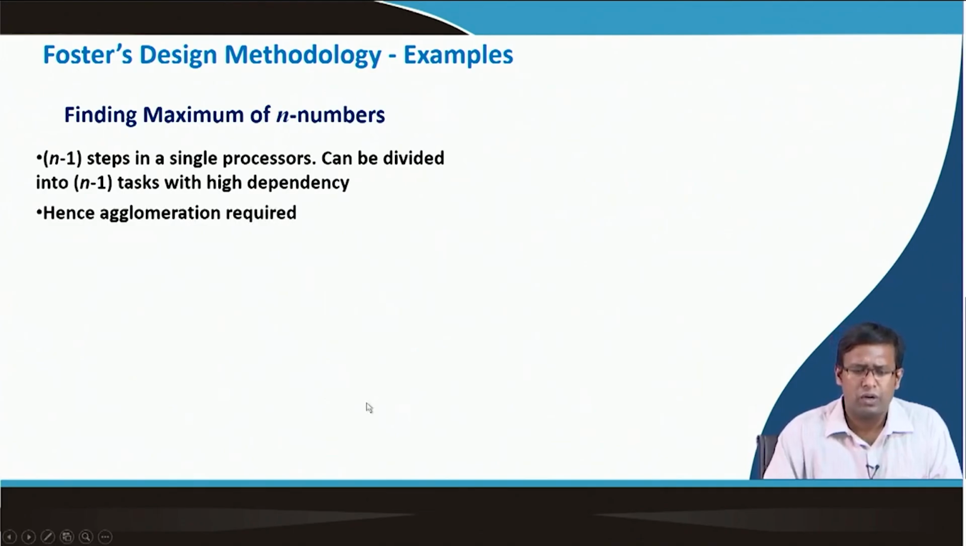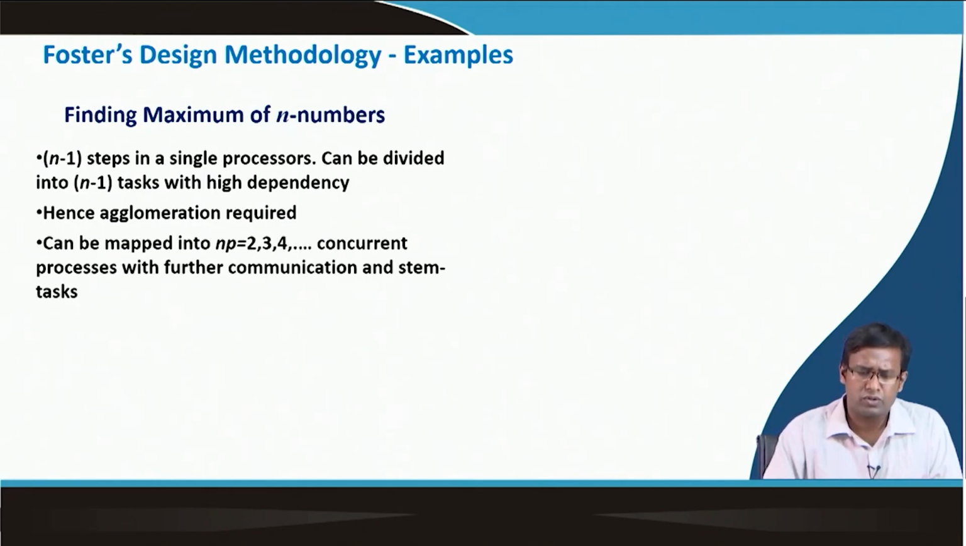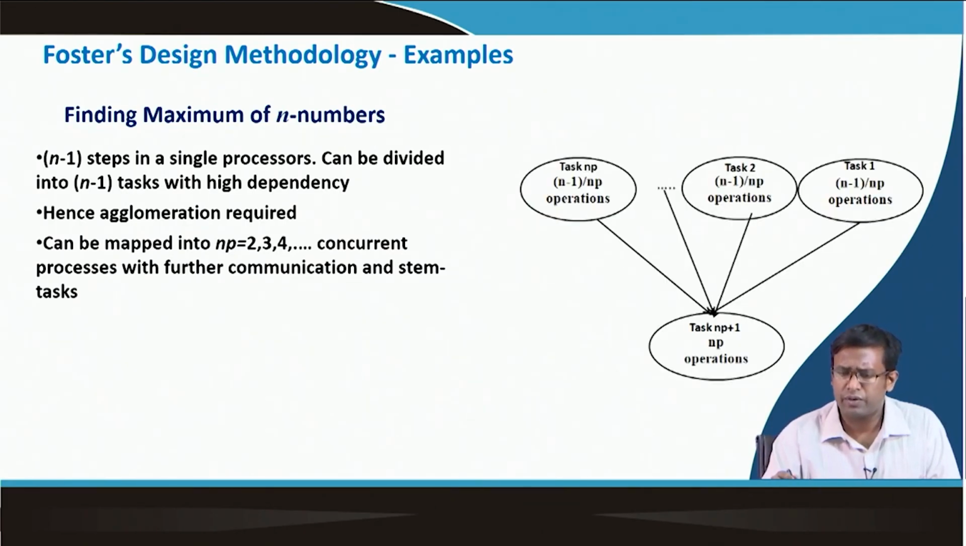So, agglomeration is required so that we can reduce task dependency and group it into multiple groups of tasks. So, it can be mapped into np concurrent processes with further communication and a stem task. So, what will happen is that (n minus 1) by np number of operations will be considered as one agglomerated task, (n minus 1) by np as another task. Similarly, task 1 to task np will come if np processors are there, and each one is having (n minus 1) by np operations.